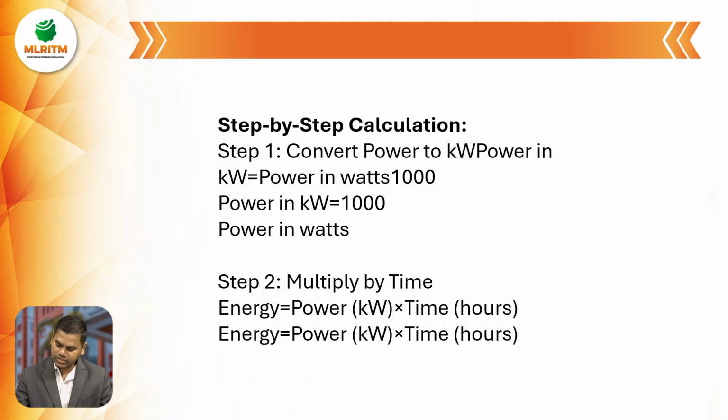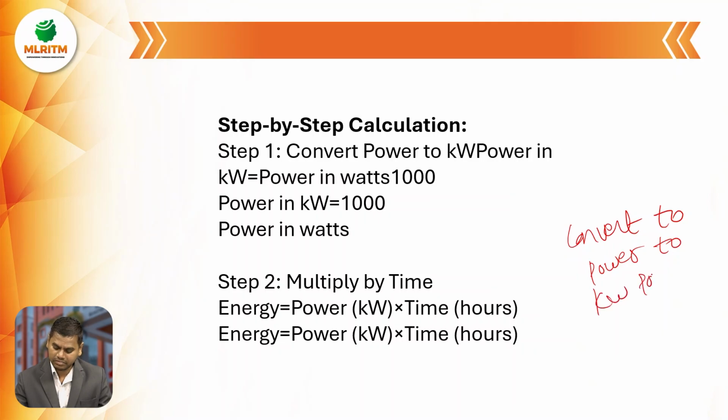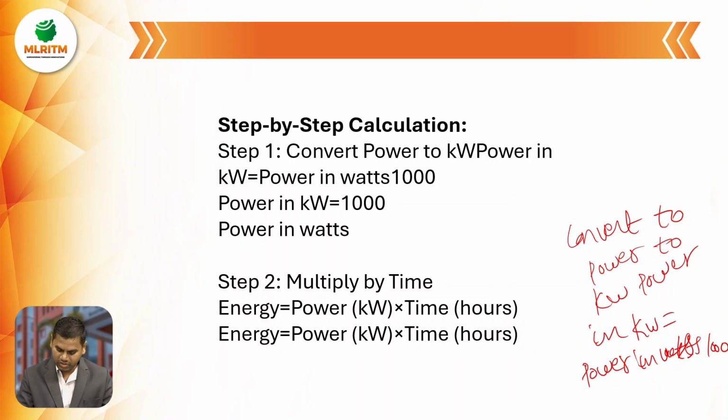So see here, first one, convert power to kW, kilowatt. Power in kilowatts is equal to power in watts divided by 1000. Power in kilowatts is equal to 1000 watts. So basically here the power unit is watts.